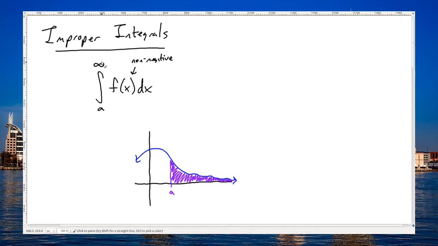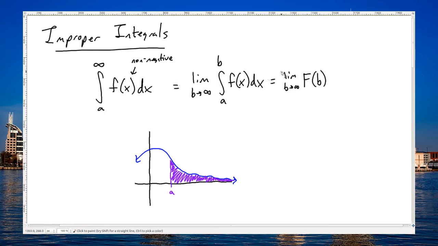Infinity is not a real number, so we can't actually integrate and plug it in, but we can integrate, plug in a b, and then take the limit of that as b goes to infinity. So if lowercase f has an antiderivative of capital F, you would end up with the limit as b goes to infinity of capital F of b minus F of a.